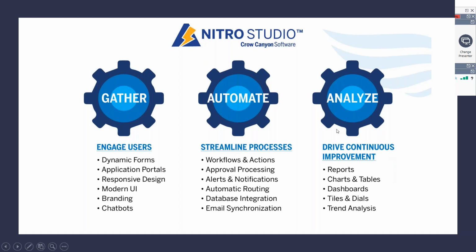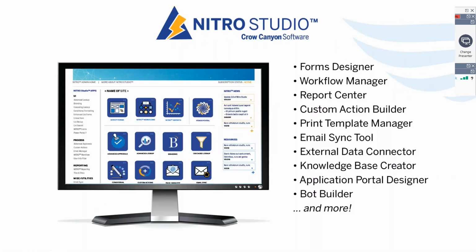Let's go to the next one, and we'll talk more specifically about the kind of tools that we have here in Nitro Studio. Nitro Studio consists of a number of tools, and we have the WYSIWYG Forms Designer, we have a Workflow Manager, we have a Report Center, Custom Action Builder, a Print Template Manager. You can print out all kinds of invoices, purchase orders, contracts. We have a lot going on with email synchronization. In fact, we just added something kind of cool called email sentiment analysis. The person sends an email, and using natural language processing, we're able to detect if the person's angry or upset or something.